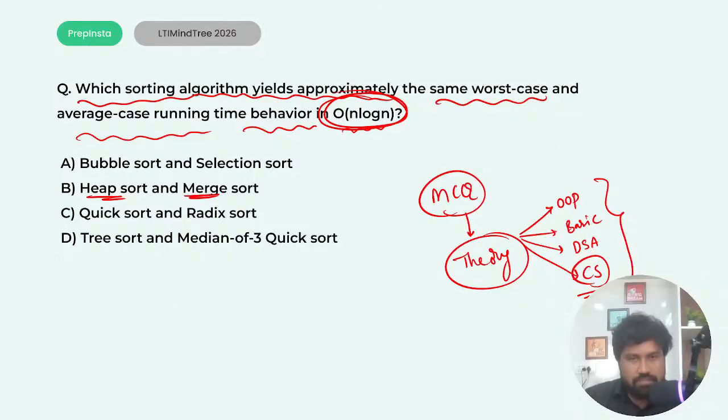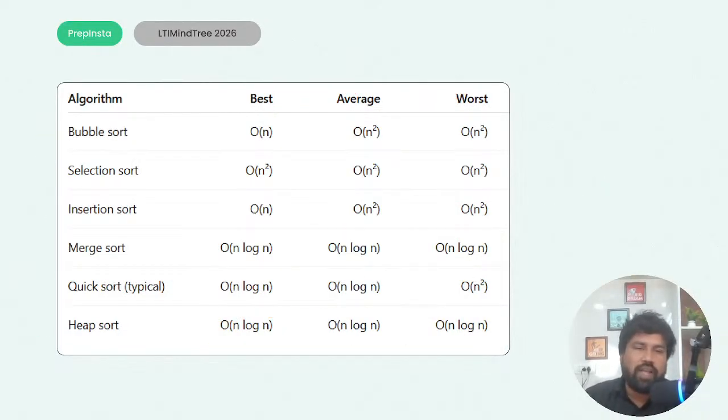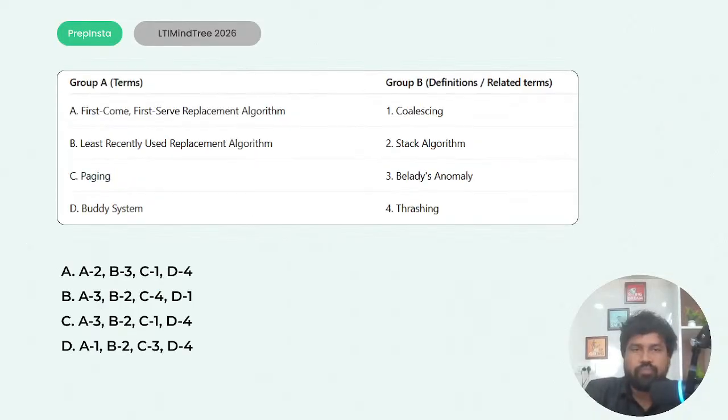Am I clear, guys? If you know the table, it is easy. It's better to take a screenshot if you don't know about it. If you know already, it's a better thing. And next one. Now tell me, you have to match the table.